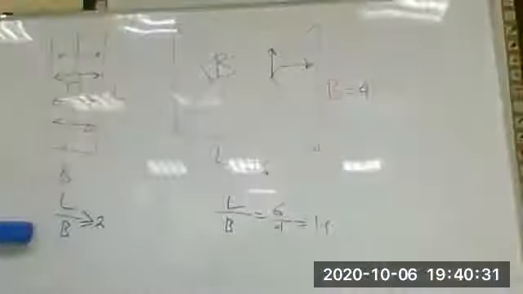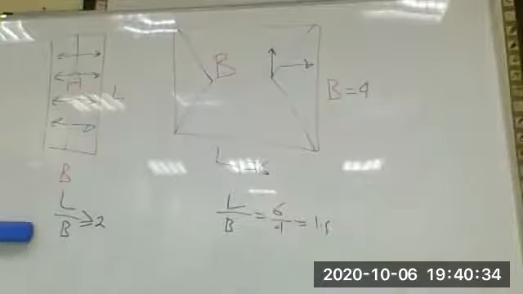Okay, what is sigma x? Sigma x should be B1 cosine 30 plus B2 cosine 60 equal 0. This formula number 1 should be 0.